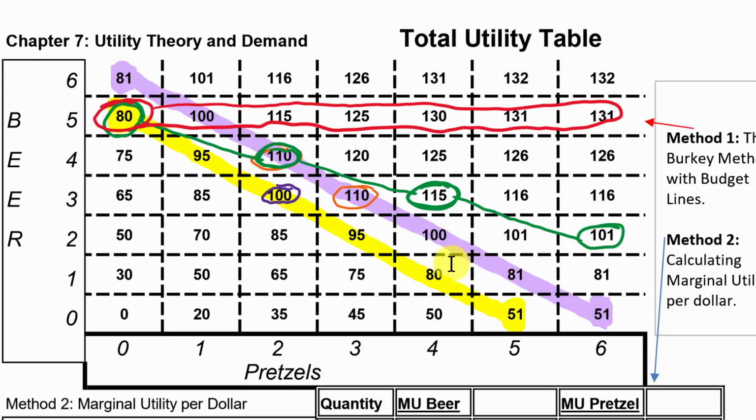Out of all these red possibilities, which one are we going to predict this person would pick? Well, it's going to be one of these 2 over here on the right. It's either going to be 5 pretzels and 5 beers, or 6 pretzels and 5 beers. Impossible to tell. The person is indifferent between those 2 outcomes. They both give 131 utils in total happiness. I'm just going to pick one of these 2.